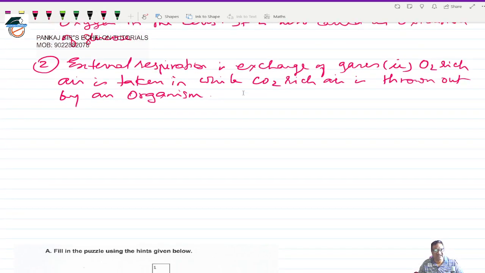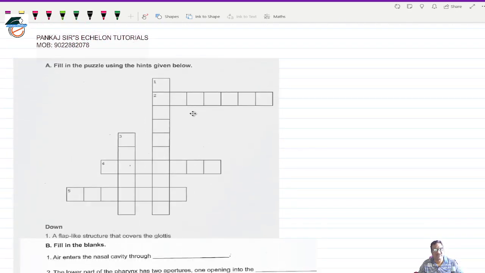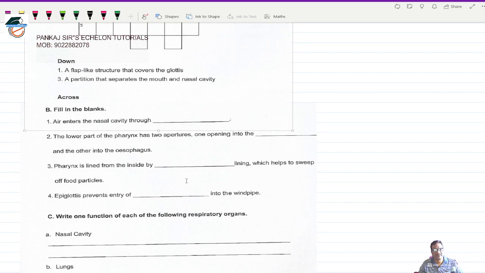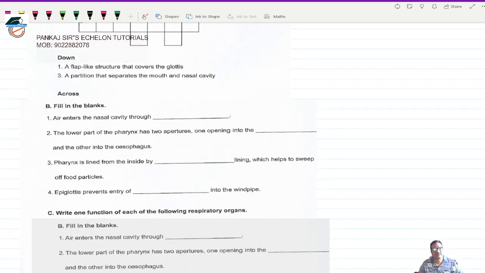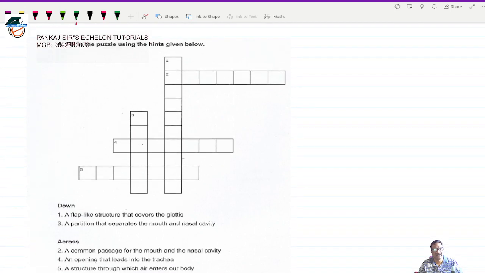The next question that I come to is this one. You can see it's a puzzle question, and you have to fill in the puzzle using the hints given below. So this is down, and the first down is a flap-like structure that covers the glottis. In my concept lectures, I have discussed these structures in detail. So what is the flap-like structure that covers the glottis?